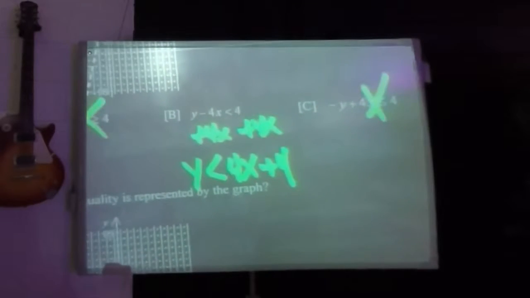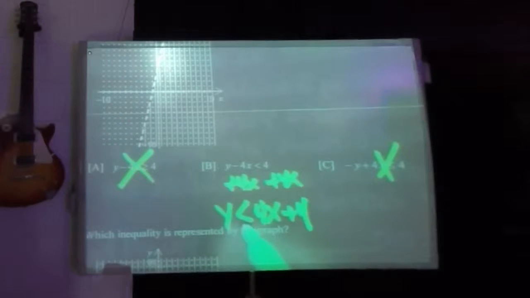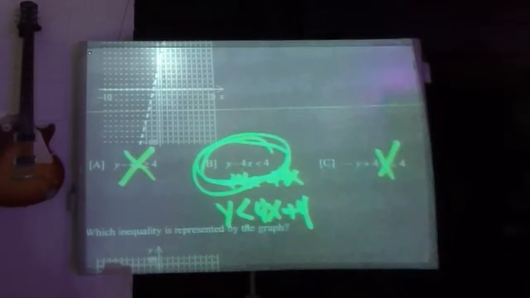And that actually sounds pretty good to me. That's the right sign, 4x plus 4, that's what this line looks like. And this tells you to shade where? Below. Shade below. That's what's happening. That's why it is this one.